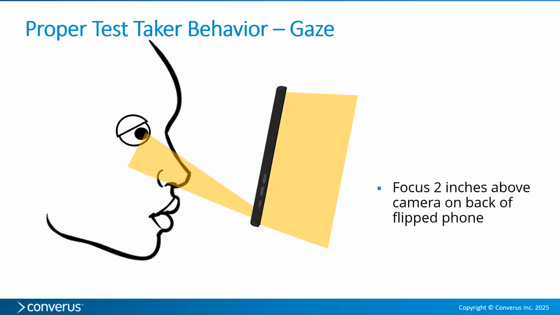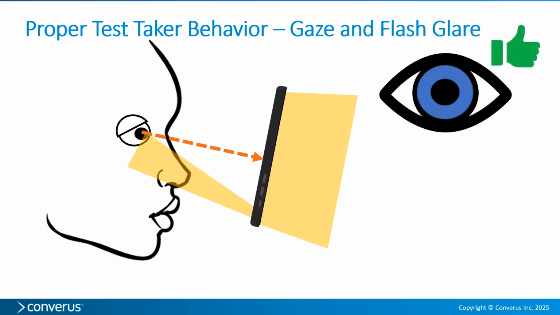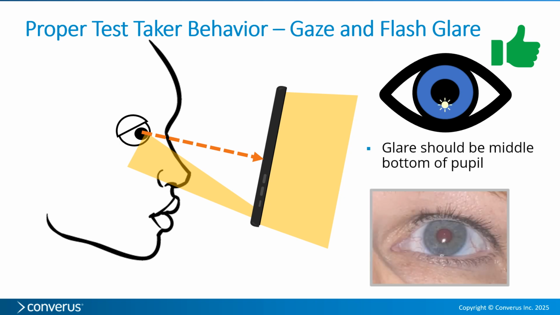The test taker should look at the back of the phone, focusing about 2 inches above the camera, which should be positioned at the bottom of the phone. If the examiner looks elsewhere, glare from the flash will not be in the best place for data collection. If looking in the correct spot, the glare will appear in the person's eyes at the middle bottom of their pupil. This is the best placement for the glare to represent the least amount of interference for data collection.